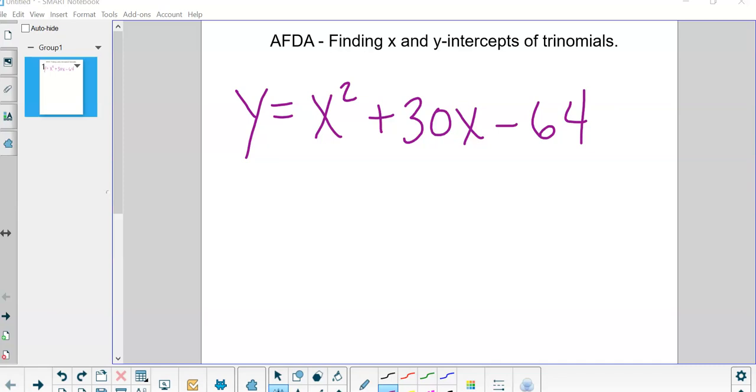What we have is a trinomial. It's an equation in the form y is equal to x squared plus 30x minus 64. And I want to point out that since we're beginning, Mr. Russo has picked trinomials where the leading coefficient is a 1. They will get more difficult. I will be using trinomials that have leading coefficients higher than 1, but I won't move on to those without reviewing how to factor using magic x.